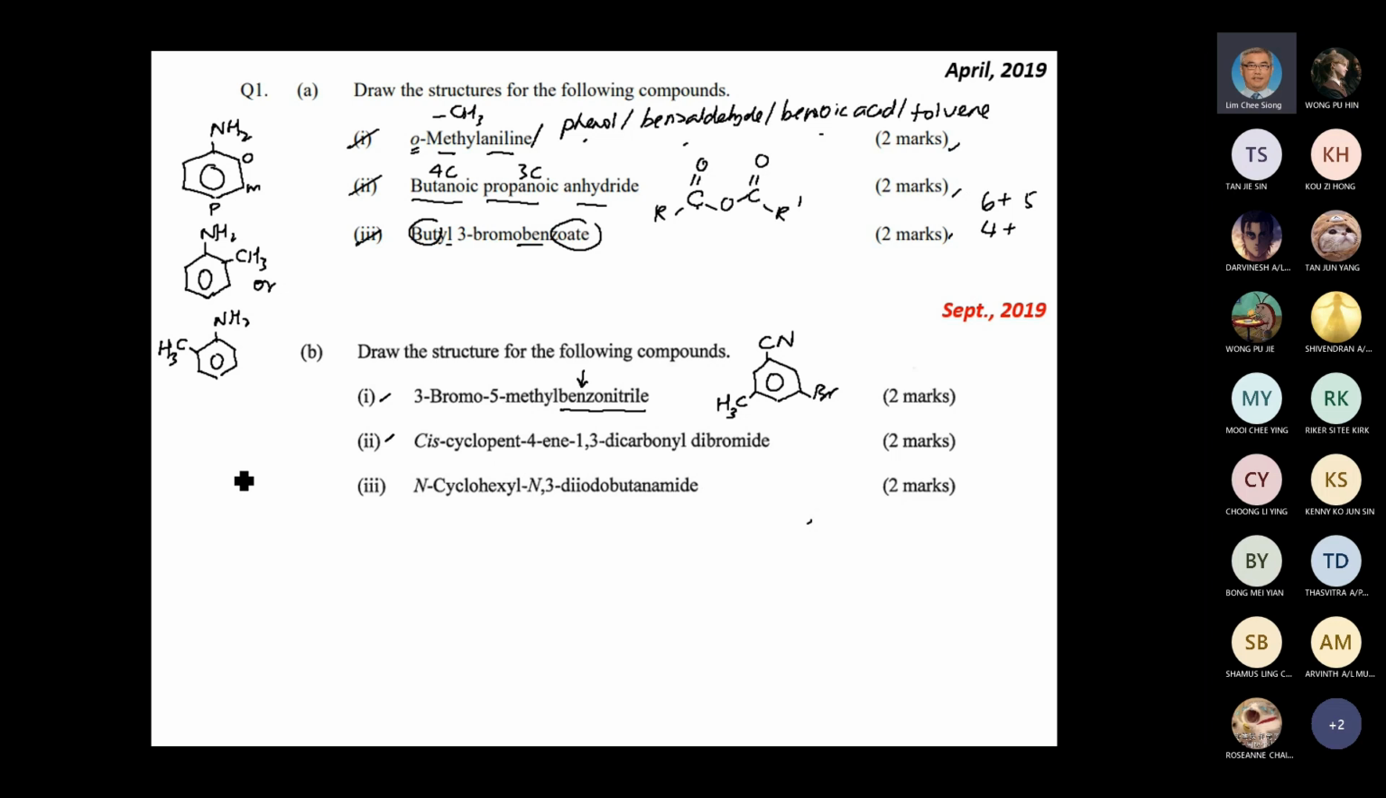Cis-cyclopent... I rough out the answer first. This is cyclo. Then afterward, pent-4-ene. When you come up with pentene, 4, that means this is an alkene. Alkene should be a double bond. So this double bond located at carbon number 4 is not considered the first priority. What is the first priority?